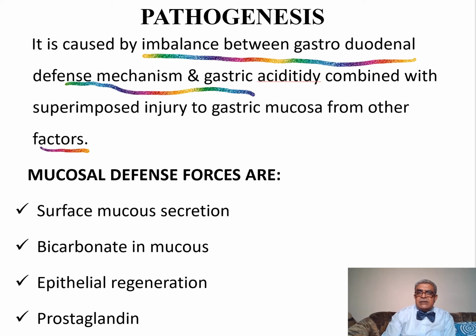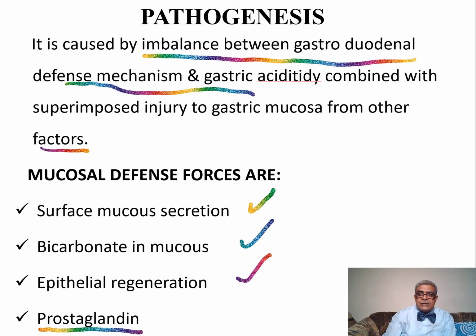So one, there is imbalance between the defense mechanism and the production of the gastric juice or the gastric acid, along with superimposed injury to the gastric mucosa from other factors. Mucosal defense forces are: number one, surface mucus secretion, presence of bicarbonate in the mucus, epithelial regeneration, how quickly the epithelial regenerates, and prostaglandins. Now, the prostaglandins inhibit the gastric secretion, stimulate bicarbonate secretion, and increase gastric blood volume.